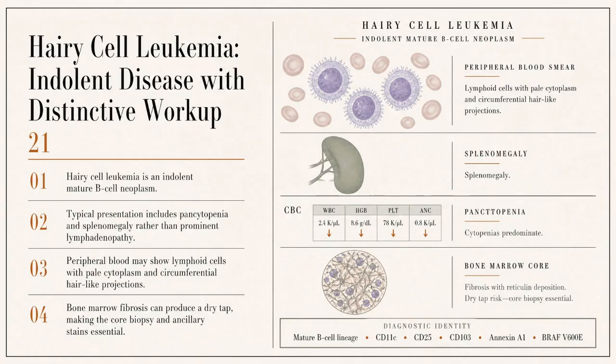Understanding HCL not only reinforces our grasp of mature lymphoid neoplasms, but also sharpens our skills in specimen triage, fixation protocols, staining techniques, and the integration of immunophenotypic and molecular data to reach an accurate diagnosis. Clinically, patients with HCL often present with pancytopenia, notably neutropenia and monocytopenia, coupled with splenomegaly. Unlike many other lymphoid malignancies, significant lymphadenopathy is typically absent, which can initially obscure the diagnosis. This clinical profile directs the laboratory workflow toward bone marrow evaluation, where the hallmark features of HCL become apparent.